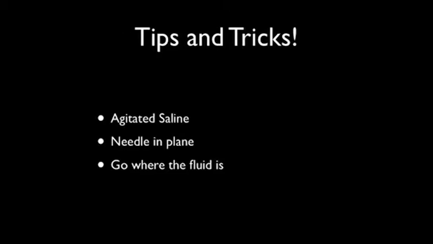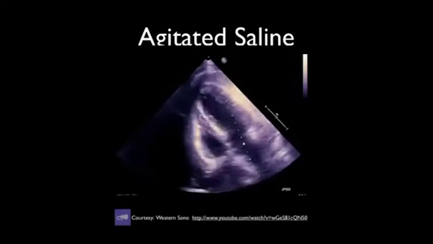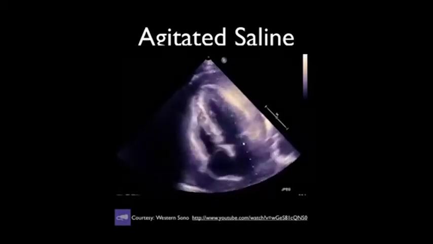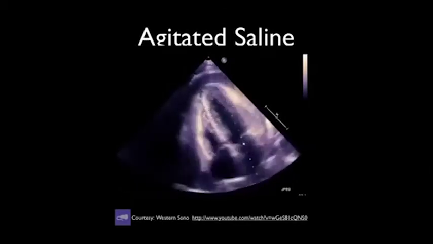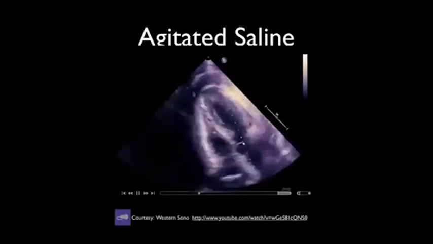A few tips and tricks. Agitated saline is a great technique for making sure that you're actually in the pericardial sac as opposed to placing the needle or the wire into a ventricle. Here's an example of injecting agitated saline into the pericardium once you have the needle in what you believe is the pericardium. You can see how the agitated saline lights up and is extremely hyperechoic in the pericardial sac here.